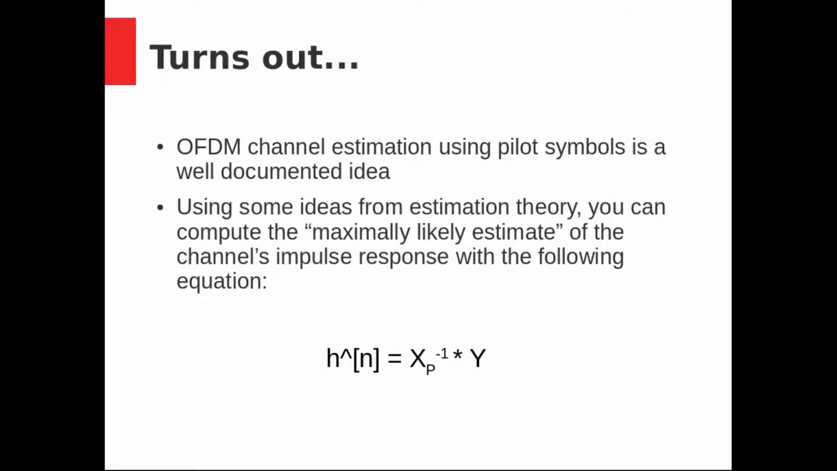As I started researching, it turns out that OFDM channel estimation using pilot symbols is already a very well documented idea. Using some ideas from estimation theory, you can compute the maximum likelihood estimate of the channel's impulse response with a simple equation at the bottom, where XP is your transmitted pilot symbol matrix. It's a diagonal matrix of your pilot symbols, and Y is your received symbols.